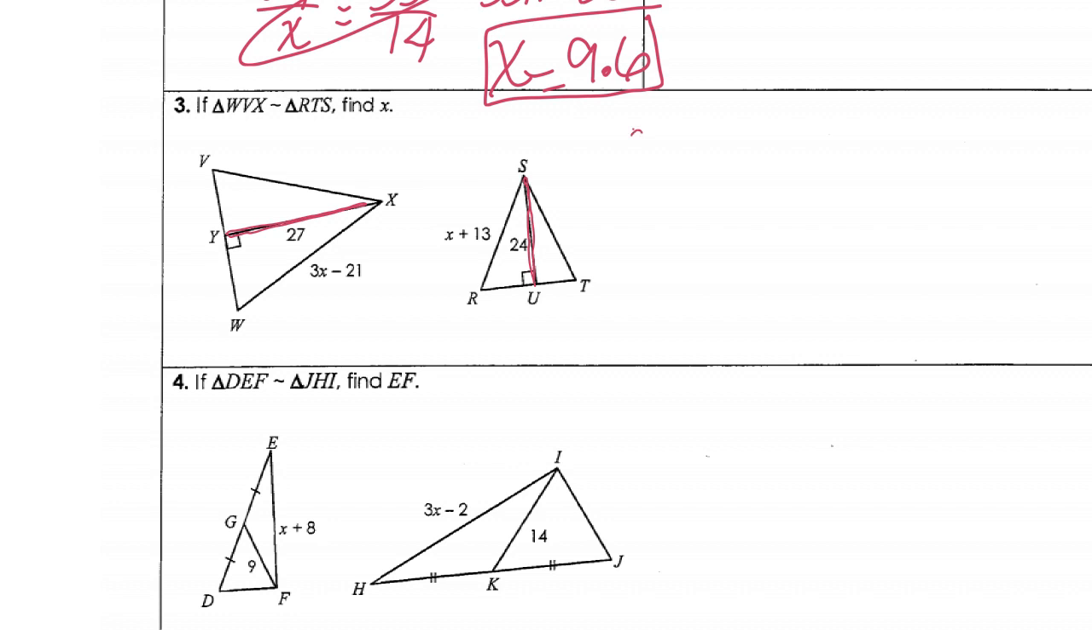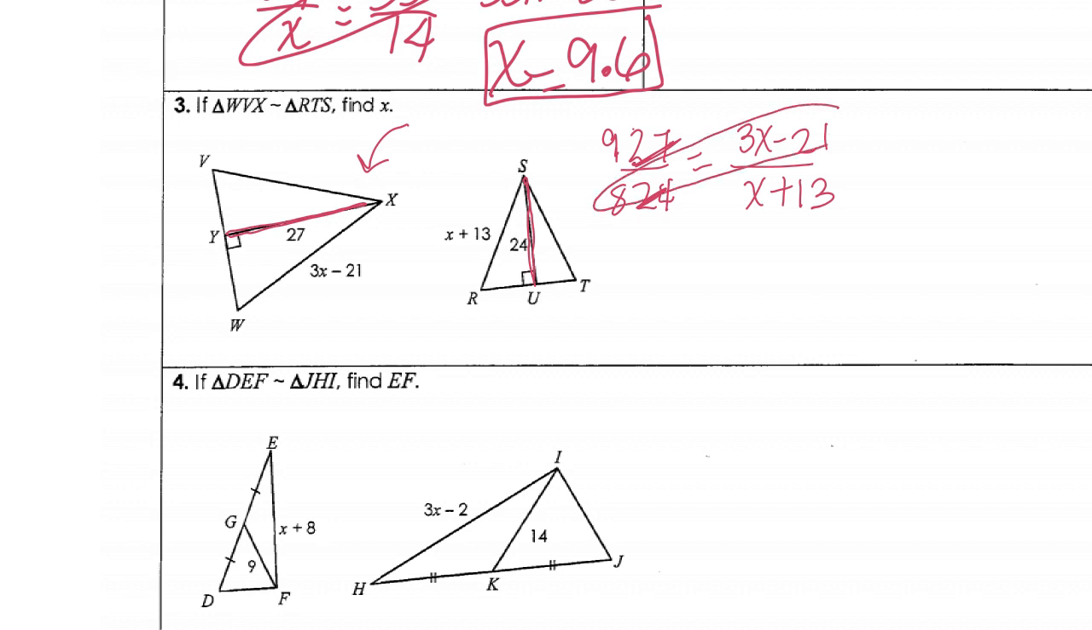So I can say 27 goes with 24. Since I started with this triangle, I'm going to put 3x minus 21 on top, and x plus 13 on the bottom. Then I can cross multiply, but if you're like me and you really don't like dealing with big numbers, you can reduce this. So these both divide by 3. I get 9 over 8. So those are the numbers I'm going to be working with.